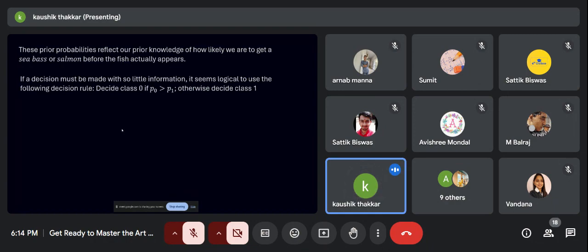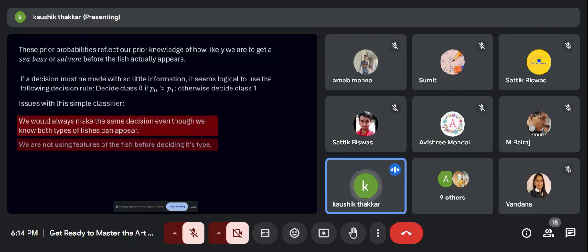class to that fish. But when you have to make 5,000 predictions, every time you will end up making the same prediction that it's a sea bass, and you know that both kinds of fishes can appear, right? So this decision rule has an issue as well. And further, we are not using features of the fish before deciding its type. So these are two issues that need to be tackled. This decision rule was quite simple, but there are issues, so we have to improvise on that, right?